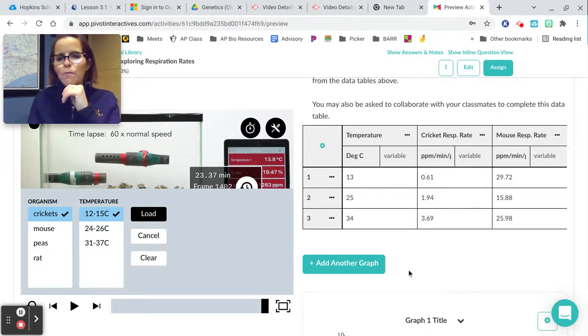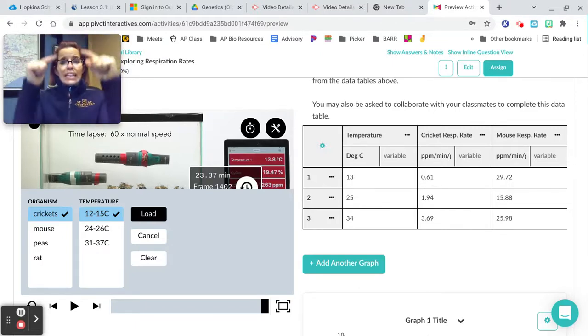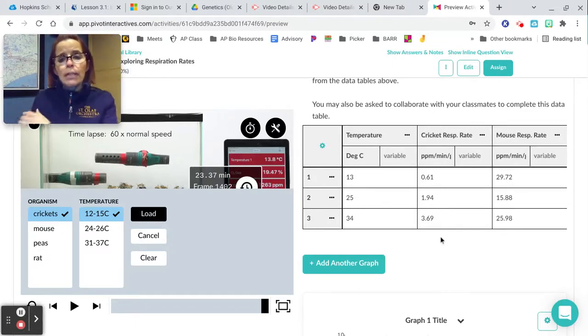Okay, so the first column under crickets, I'll read it to you. So we're going down. It should be 0.61, 1.94, and 3.69. Now, what I want you to do is to think about the numbers.